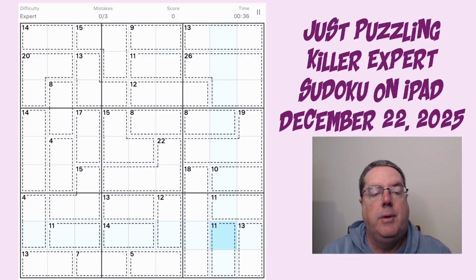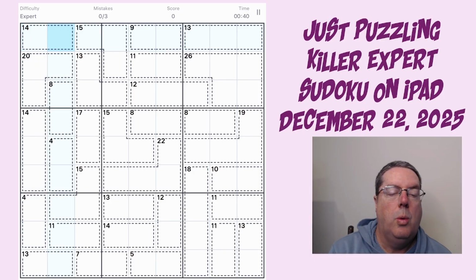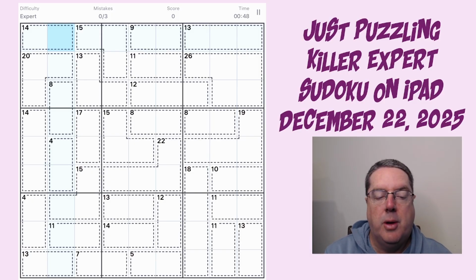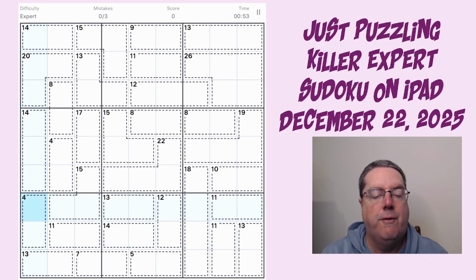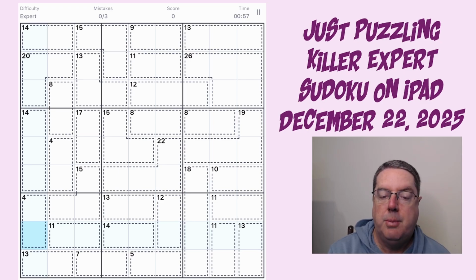Alright, then we have cages. So there are these dotted lines with a number in the top left hand corner. We must add up to the number in the top left hand corner without having a paired number. So say for example, even though this breaks the rules as a Sudoku, I can't have a 2 and a 2 and a 4. So it has to be 1 and 3. And that's pretty much the puzzle.